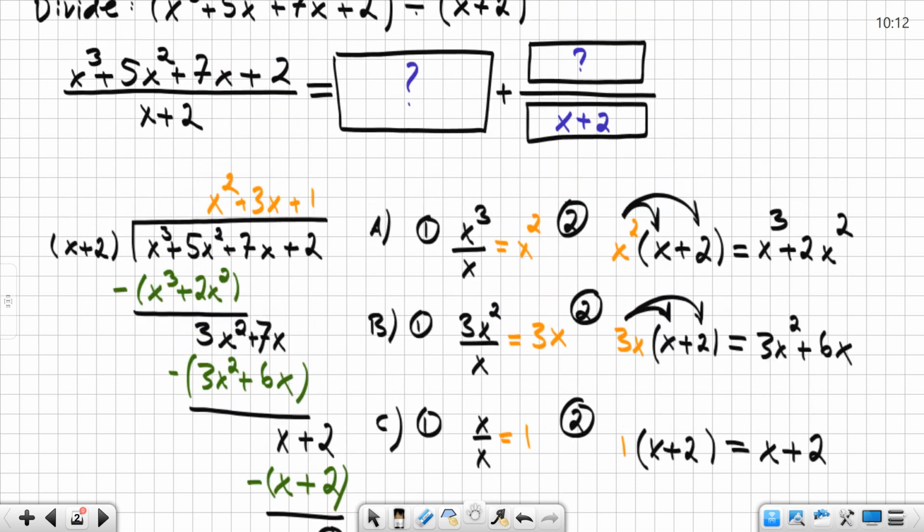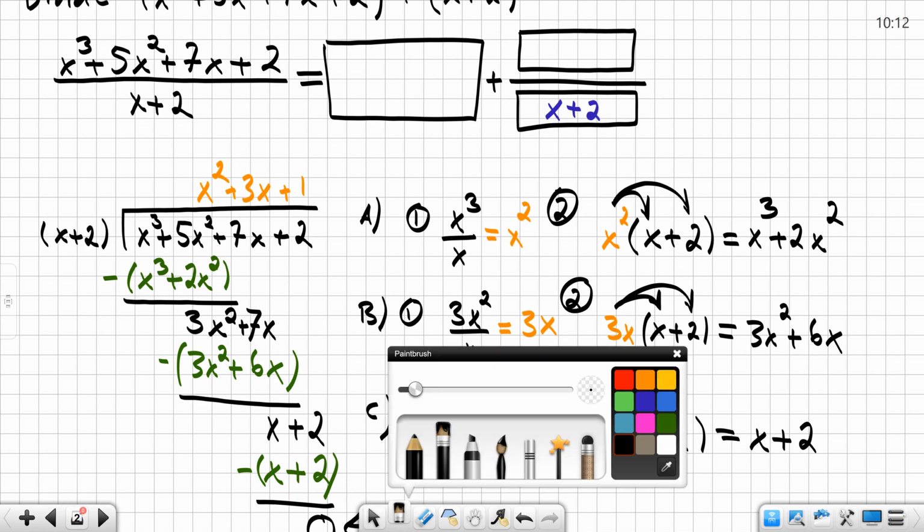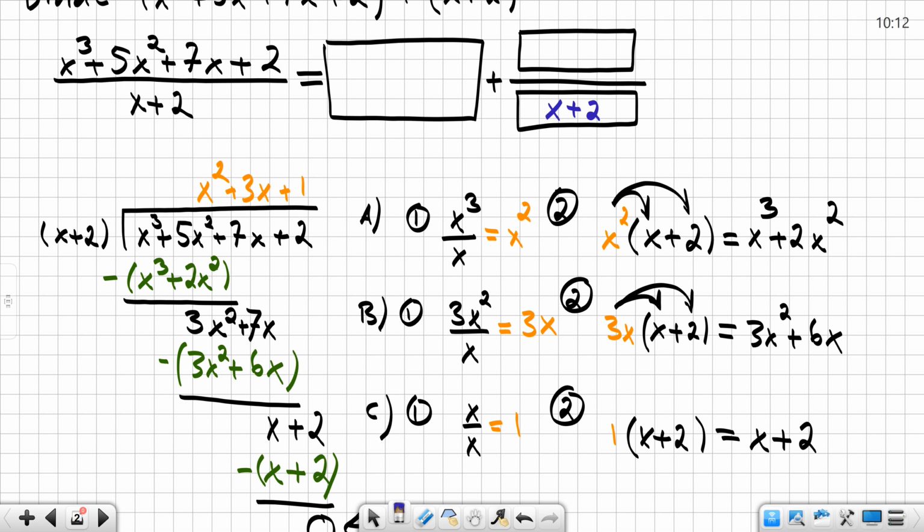That means that I can first fill in my blanks here. I now know what these question marks were. The quotient is x squared plus 3x plus 1. And the remainder was 0. And that means that 0 divided by x plus 2, of course, is just 0. That means now in hindsight that x plus 2 actually was a factor of this long polynomial up here that I did not know before.